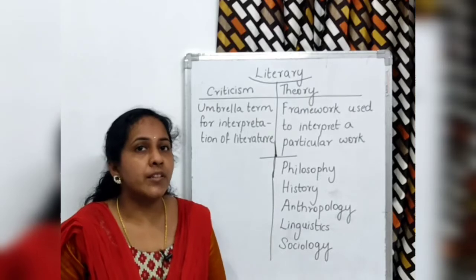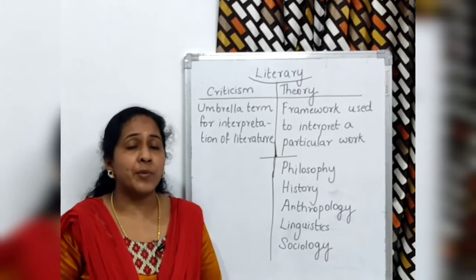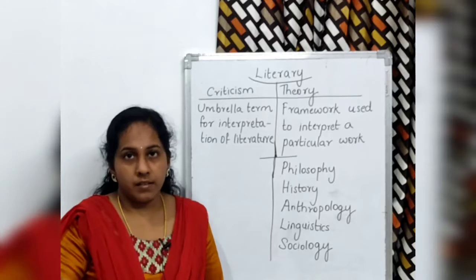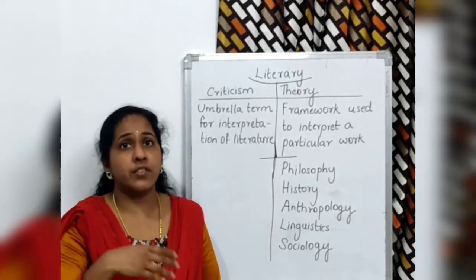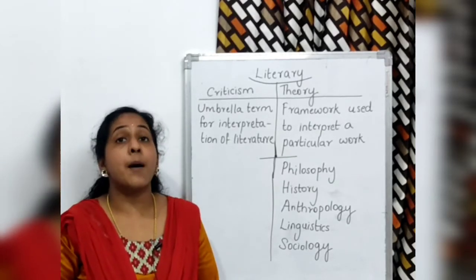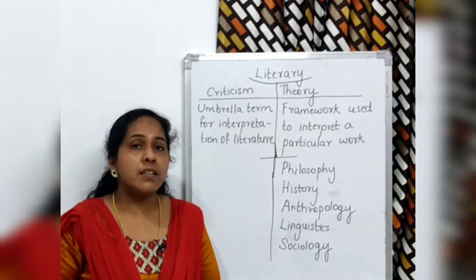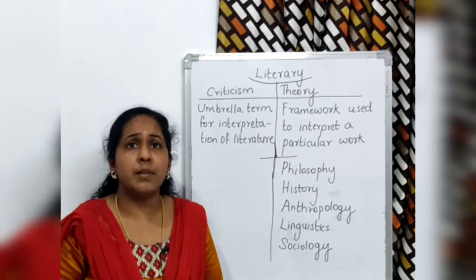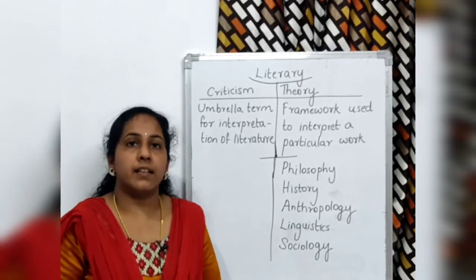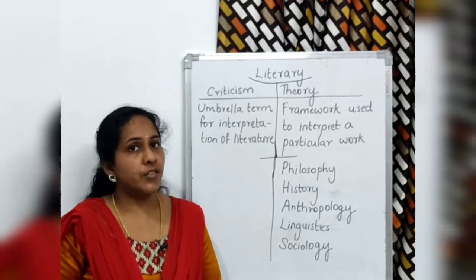So don't confuse it with literary criticism. I've told you earlier that there is a difference between literary criticism and literary theory. We often use these words interchangeably, but there is a difference. Literary criticism is an umbrella term used to interpret a literary text or a piece of literature. An umbrella term, a general term, to analyze, criticize, or review a literary work.